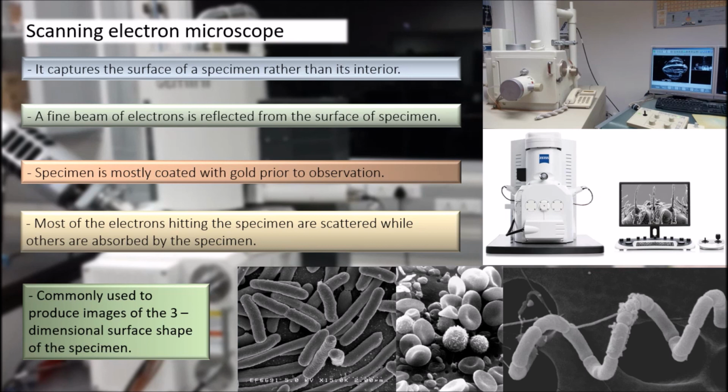Most of the electrons hitting the specimen are scattered while others are absorbed. This type of microscope is commonly used to produce images of the three-dimensional surface shape of the specimen.